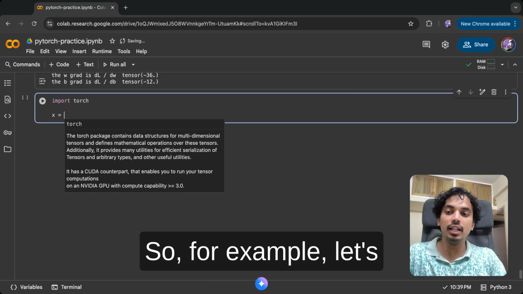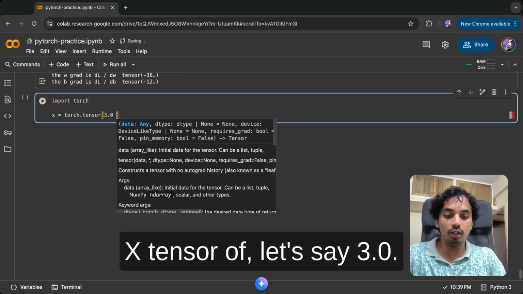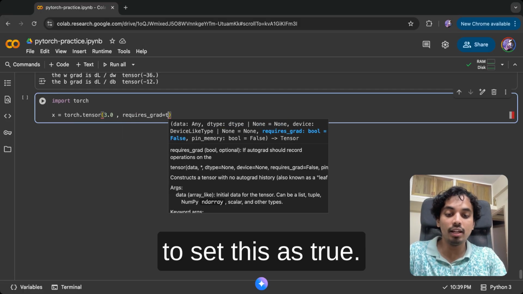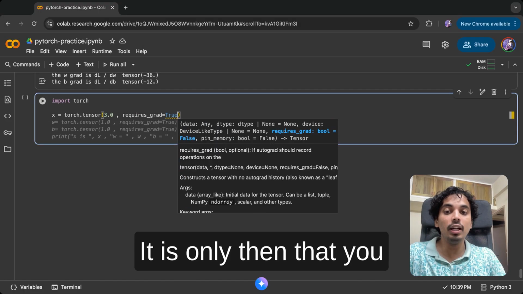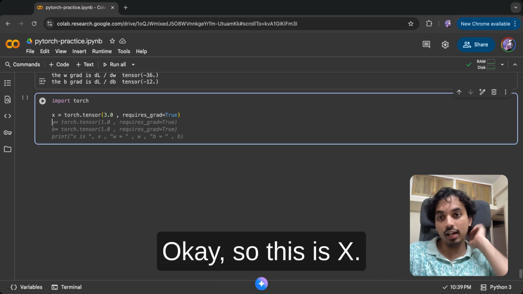So for example, let's take a tensor called x. x is equal to torch.tensor of, let's say, 3.0. And does this require grad? You'll always have to set this as true. It is only then that you will be able to use it. Okay, so this is x.